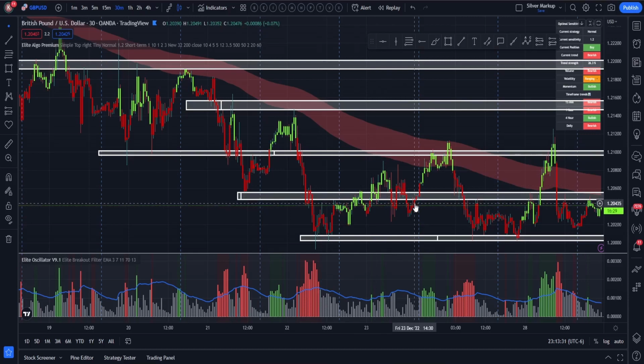And those are great signs. So that's how you set up the chart. Now for the strategy itself. You want to trade with the trend.